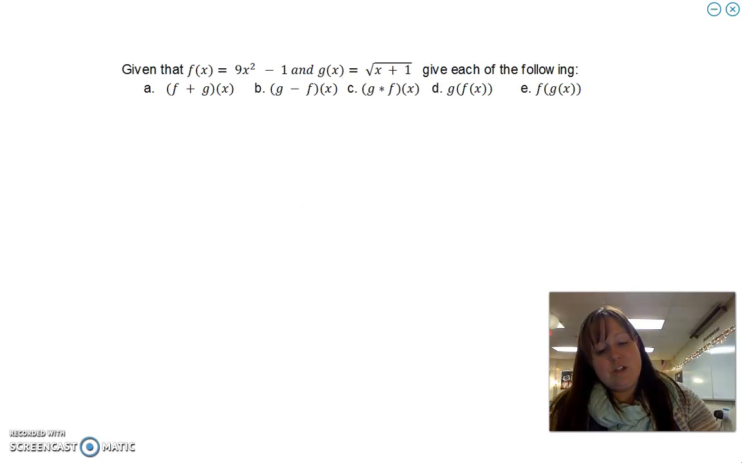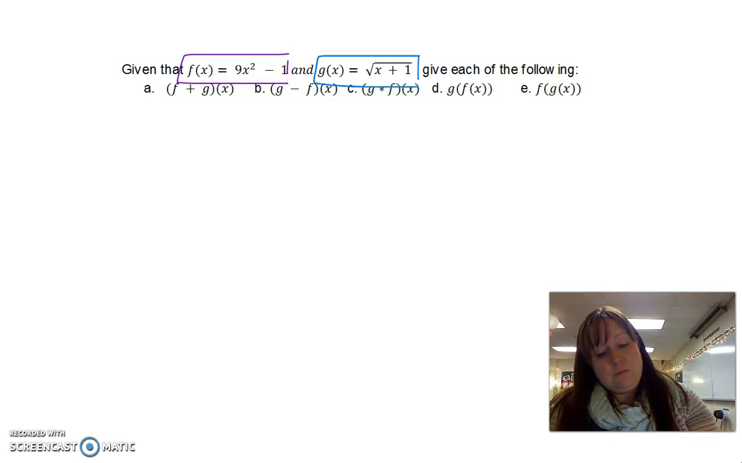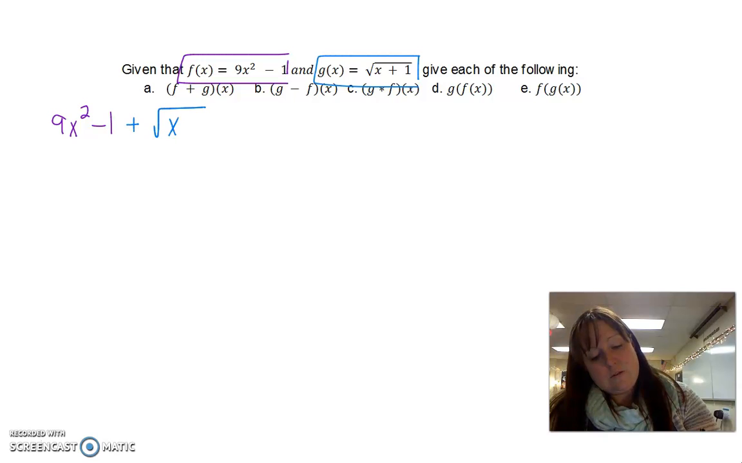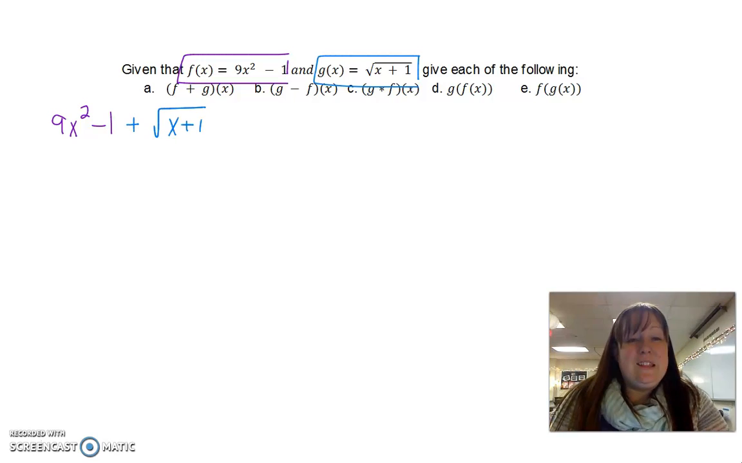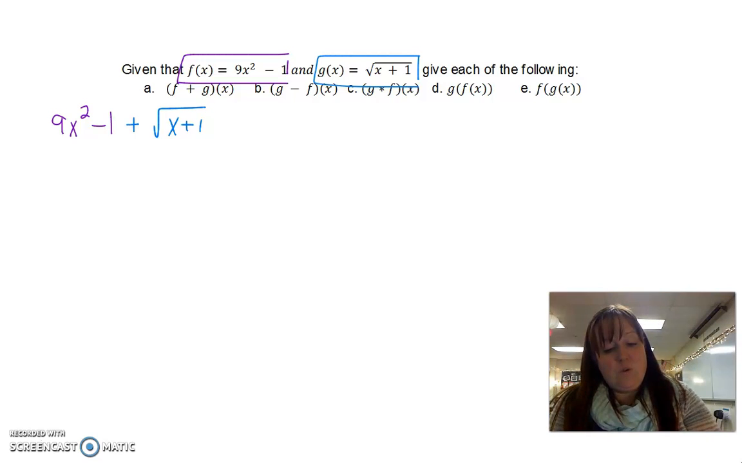So here's f of x and g of x. So again, this is f of x. This is g of x. So f plus g is going to be, let's see, f is 9x squared minus 1 plus the square root of x plus 1. And you know, really, those can't really combine at all because the square root of x plus 1 is like stuck inside of that square root. So that's it. That's the whole thing.